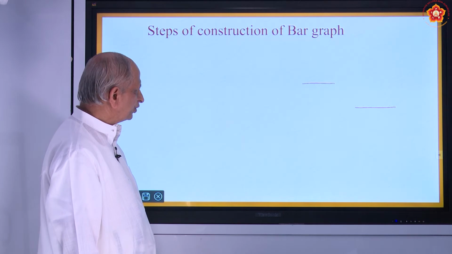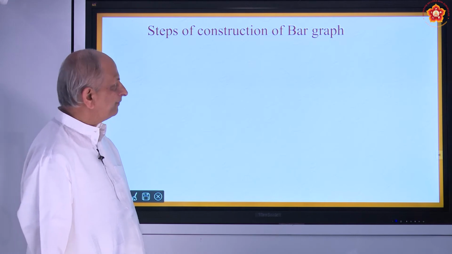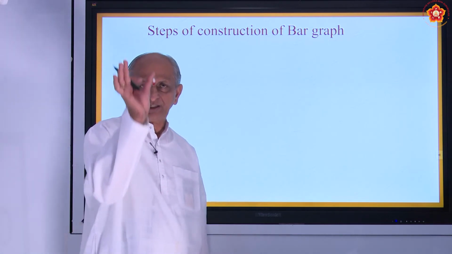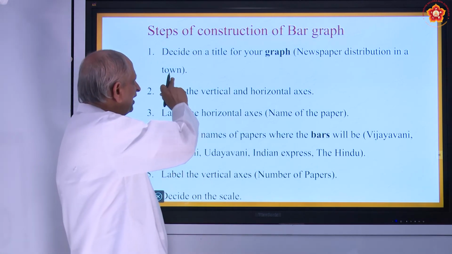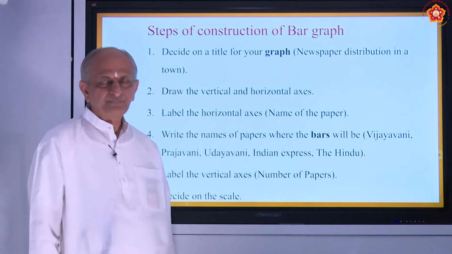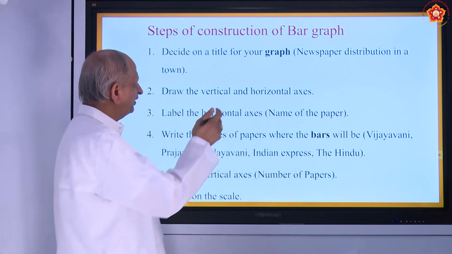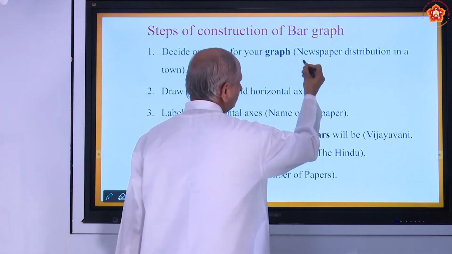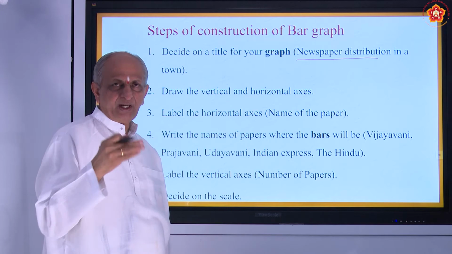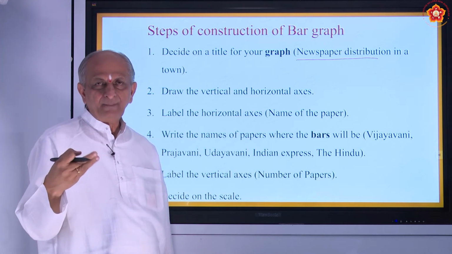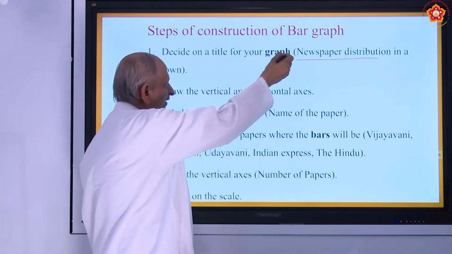Let us work out some more problems on this, and how to draw that graph, the bar graph. This is called a bar graph because there will be bars. First of all, decide on a title for your graph. Just now you have seen the blood groups. Similarly, you can have a newspaper distribution. In a town, you know, a lot of newspapers will come, and then which paper is sold maximum. So like that, you have to give a name for that.